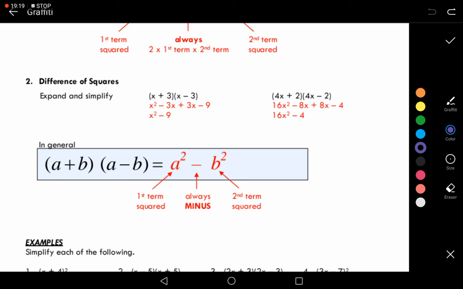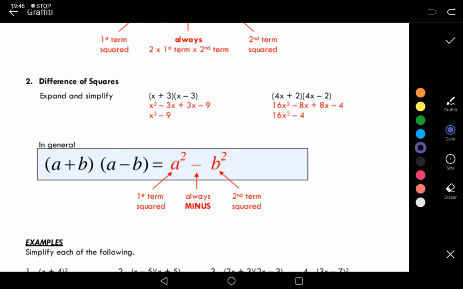So again, you can absolutely just use your distributive property and expand and simplify these. You're still going to get the right answer. All this is showing you is little shortcuts. Okay, so if you expand and simplify the first one, you're going to end up with x squared minus 9. If you expand and simplify the second one, you're going to end up with 16x squared minus 4. And it shows you the process there. All they've done is FOILed and collected their like terms.